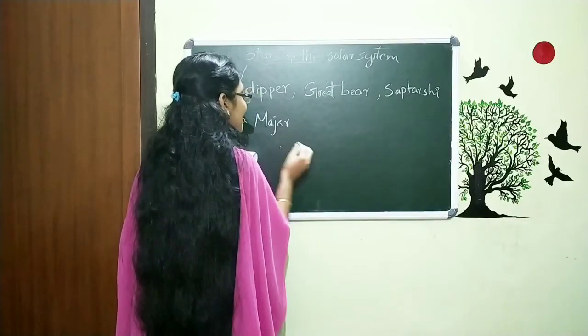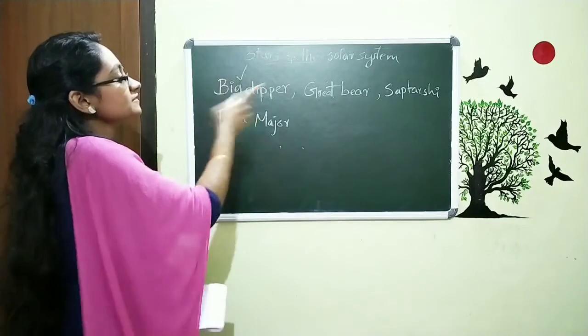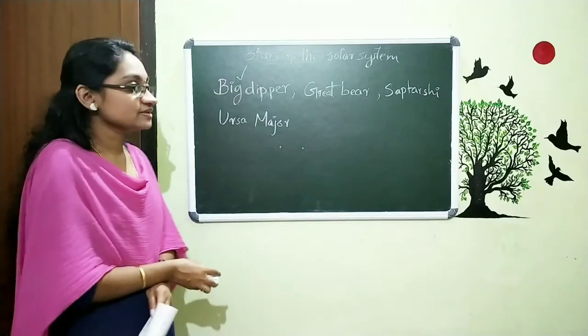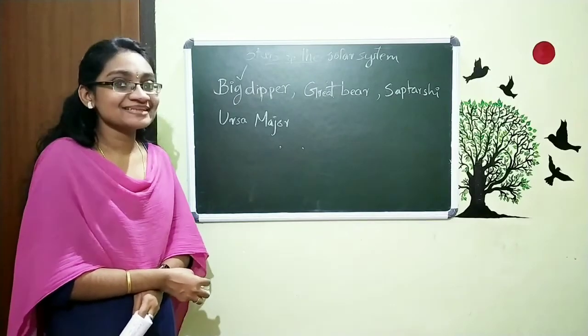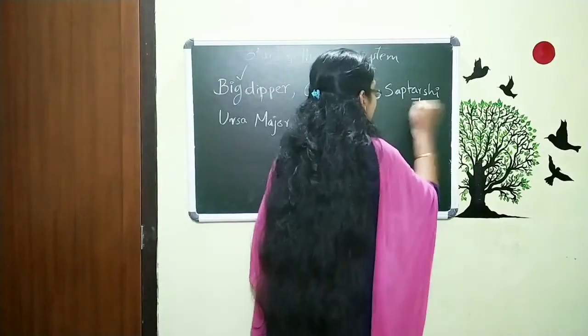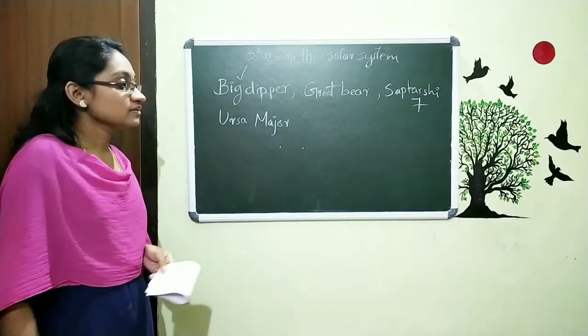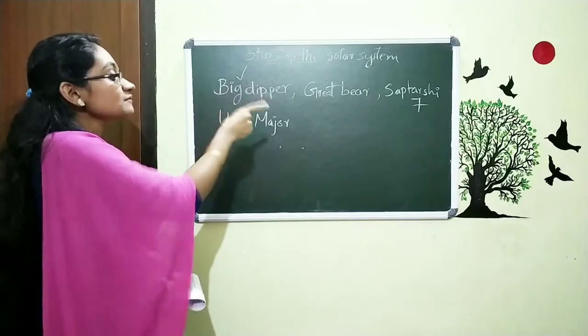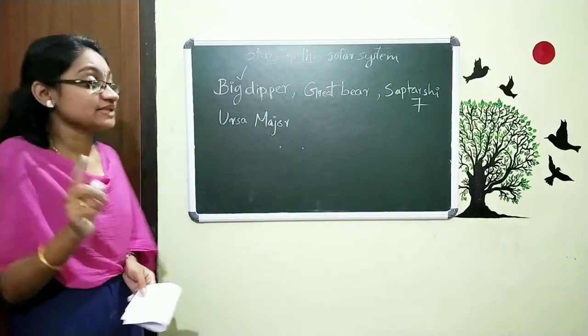How many stars are present in this Big Dipper? You can just observe these names and identify that. Here we have Saptarishi. What does this Sapta mean? Sapta means 7, like Saptaswarangal, that is having 7 letters. Like here Saptarishi, they just meant it as we have 7 stars.